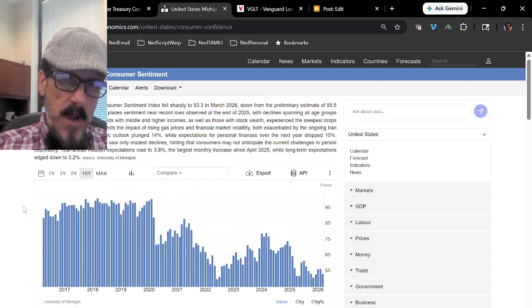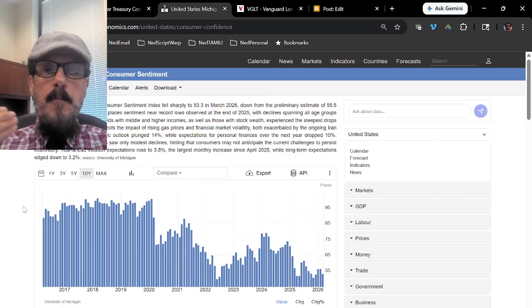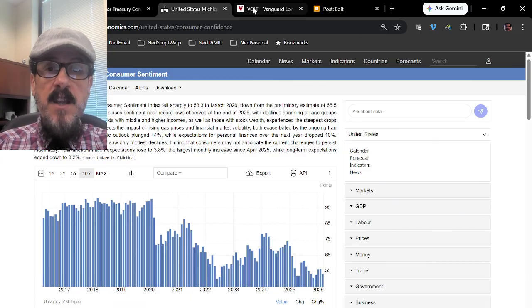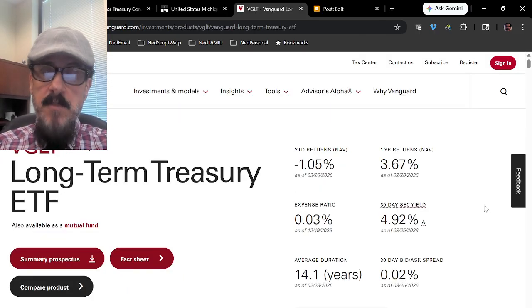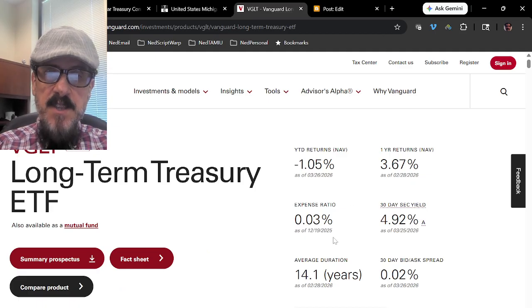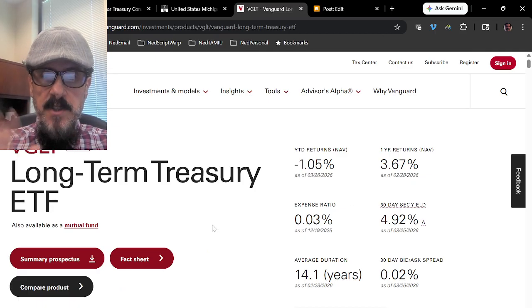A safer way, arguably, is to buy long treasuries. And you can buy long treasuries by buying, say, a long treasury fund like the VGLT. Another one that is popular is the TLT. The TLT has a higher expense ratio than the VGLT. And both of these funds have something called average duration.